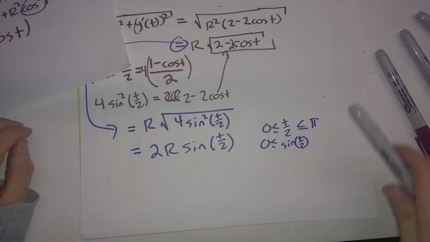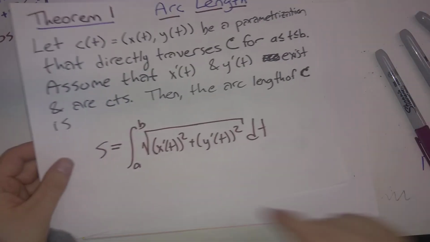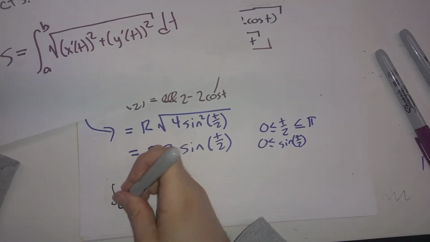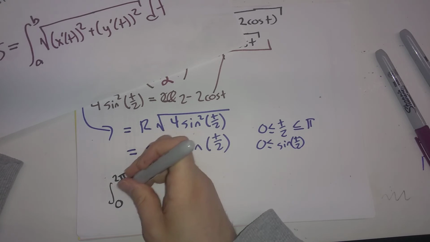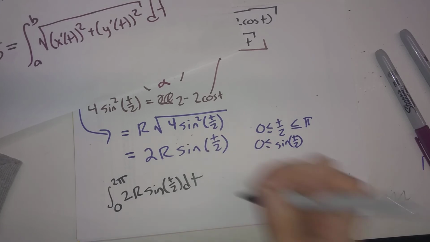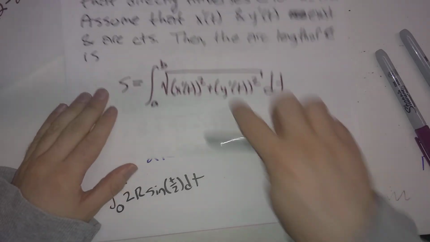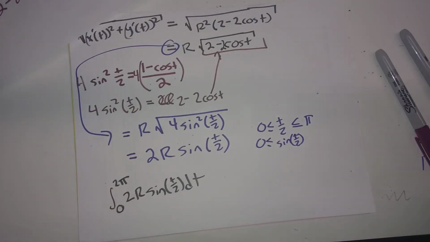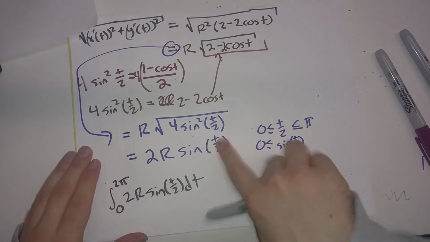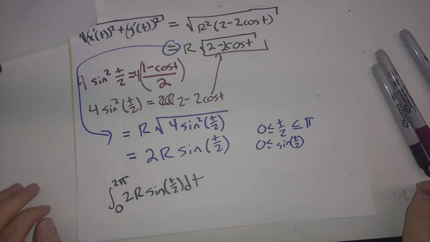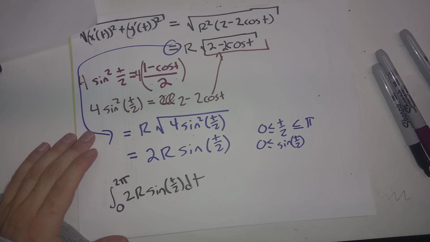So at this point, all we have to do is say, well, we've got the integral from 0 to 2 pi of 2r sine of t over 2 dt, because we just took this square root of x prime of t squared plus y prime of t squared, and we spent all of from here to here crunching it out, simplifying it, getting rid of the square root. Okay, so our very last thing that we have to do is actually evaluate this integral.